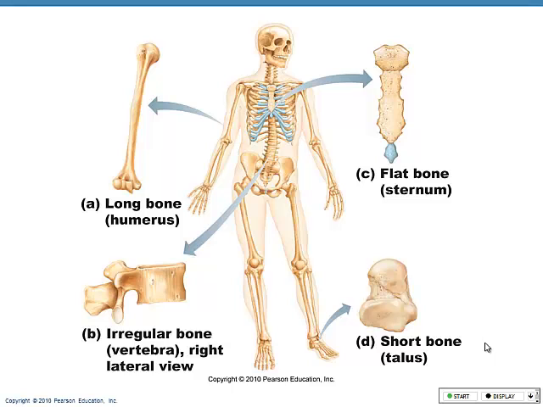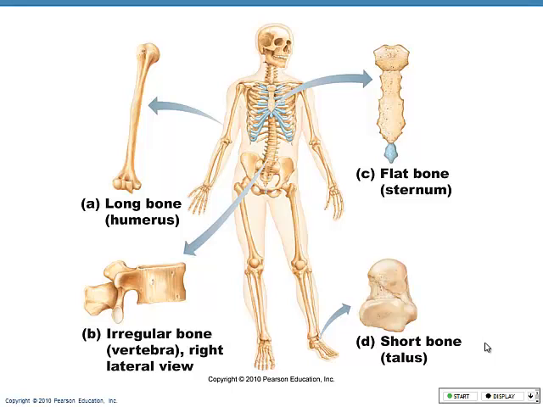So we have different classifications depending on shape. Long bones are longer than they are what? Longer than they are wide. One of the examples up there, does anybody know what that bone is? It's in the upper arm. It's called the humerus.